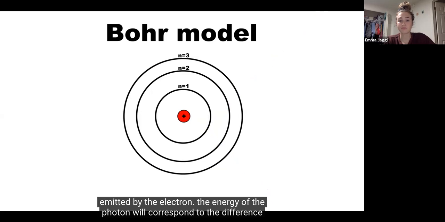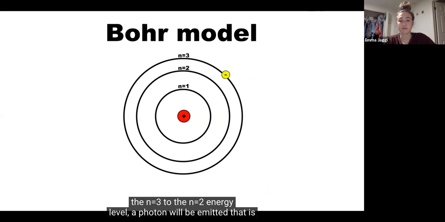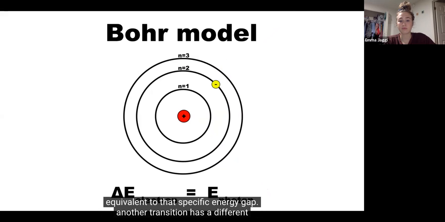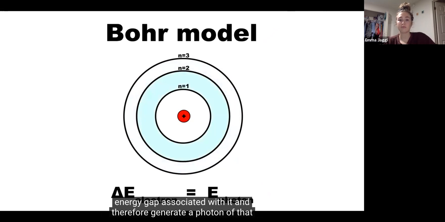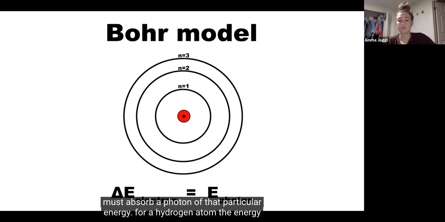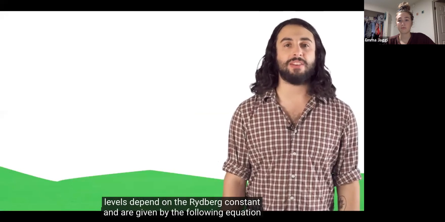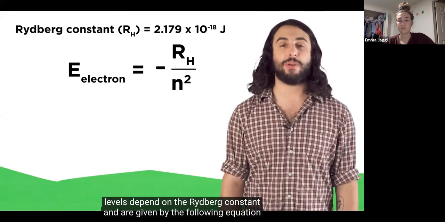The energy of the photon will correspond to the difference between the two energy levels. So if the electron in a hydrogen atom goes from the n equals 3 to the n equals 2 energy level, a photon will be emitted that is equivalent to that specific energy gap. Another transition has a different energy gap associated with it, and therefore generates a photon of that particular energy. And to go from lower to higher energy levels, an electron must absorb a photon of that particular energy. For a hydrogen atom, the energy levels depend on the Rydberg constant and are given by the following equation.